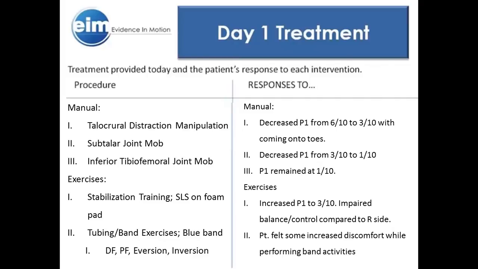Exercises I had him perform included stabilization training, or single limb stance on a foam pad. This increased P1 back to 3 out of 10 a little bit. He had some impaired balance control compared to his right side. Next, I had him perform tubing or band exercises with a blue band: dorsiflexion, plantarflexion, eversion, and inversion. He felt some discomfort while performing these activities, but nothing significant.